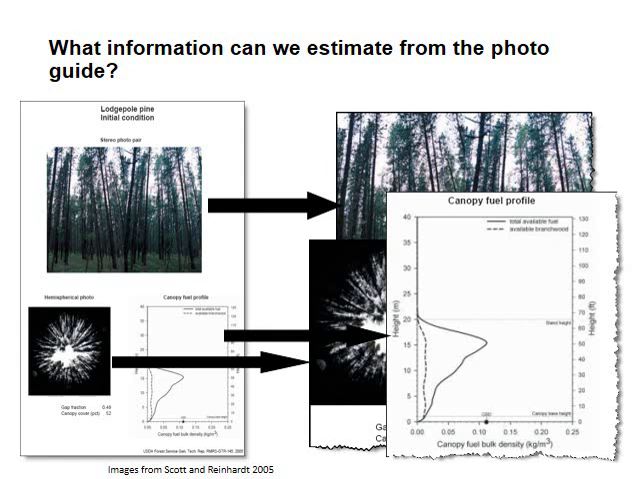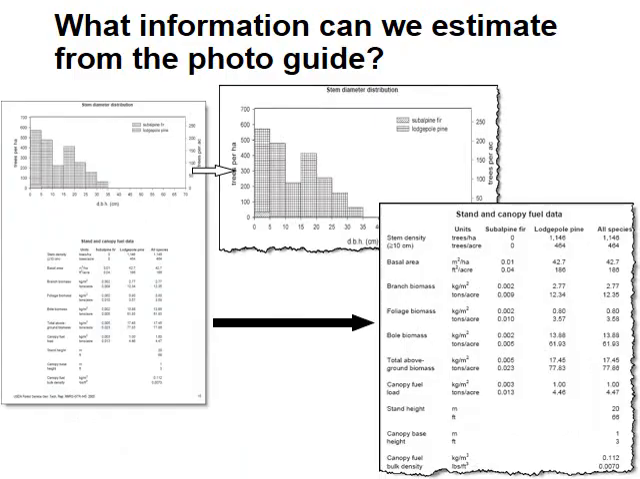For each stand type, the photo guide will have 2 pages associated with it. On the first page, you will see a stereo photo pair, a hemispherical photo, and a canopy fuel profile. On the second page, you will see a stem diameter distribution graph and the stand and canopy fuels data for this site. Just as a reminder of the stats we covered last lesson, most stem diameter distributions, as seen here, have left-skewed distributions.